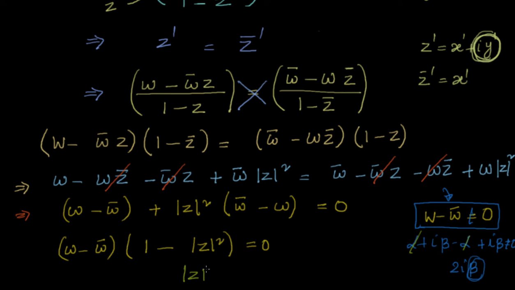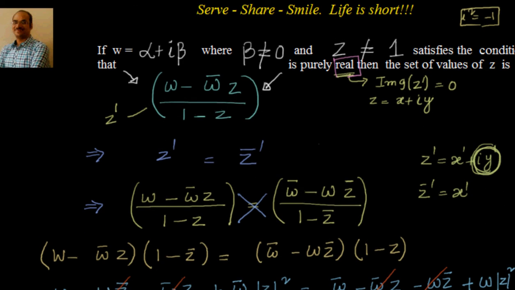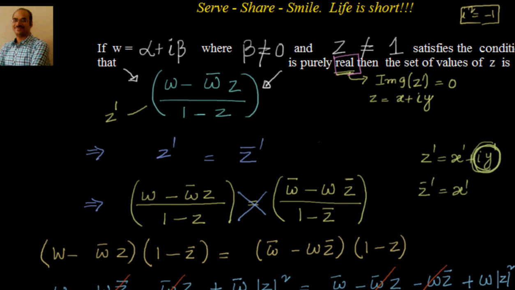So that means mod z whole square is equal to 1, which implies mod z equal to 1. So the set of values will have the condition mod z equal to 1 and also z not equal to 1. All those values satisfy the condition given. So that's one interesting example which was asked in 2006. Thought of sharing that with you.